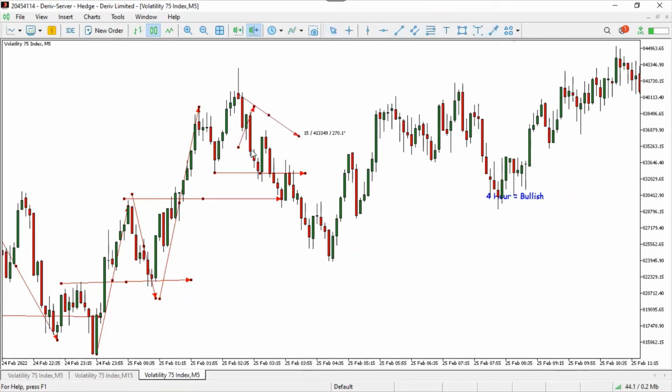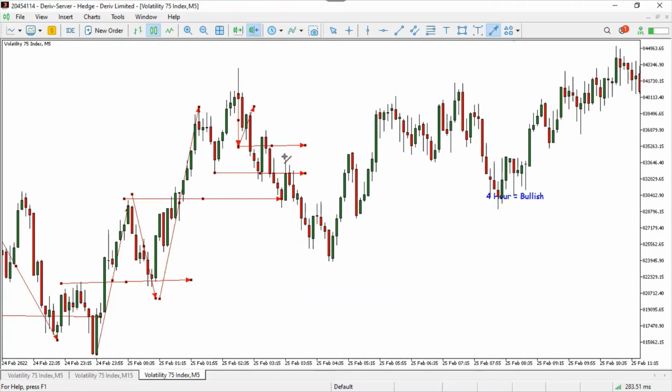Price broke it. Can you see? Then it returned. When you look at this one, this is the previous area we broke around here.